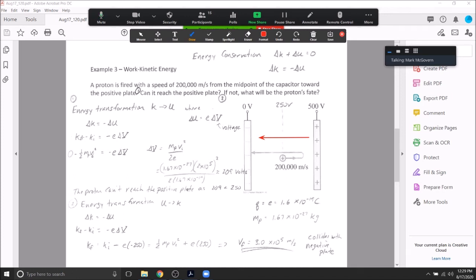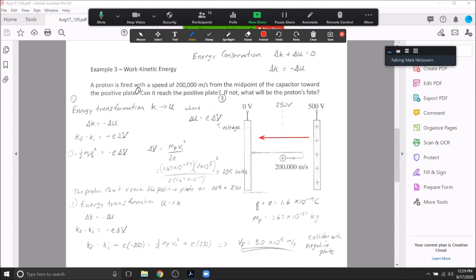And so we have a difference in the kinetic energy. We have an initial kinetic. And the way I'm going to approach this problem is this. I'm going to assume that it does not hit the positive plate. Now, there's a lot of ways you can approach this problem.